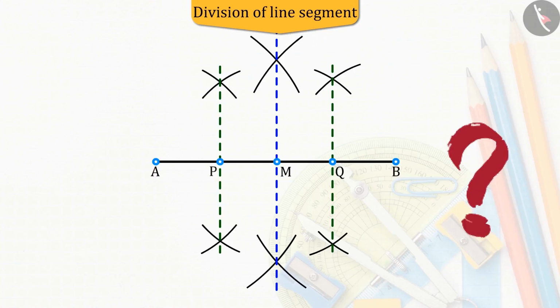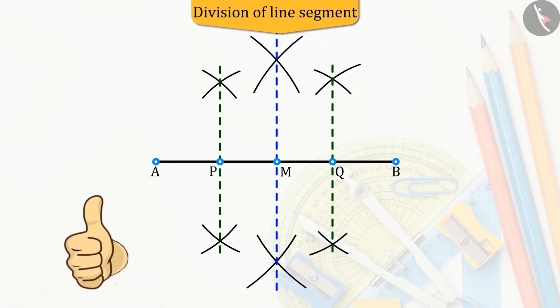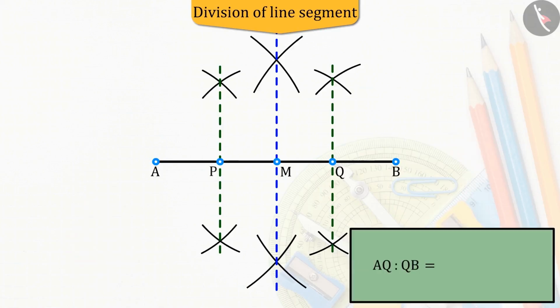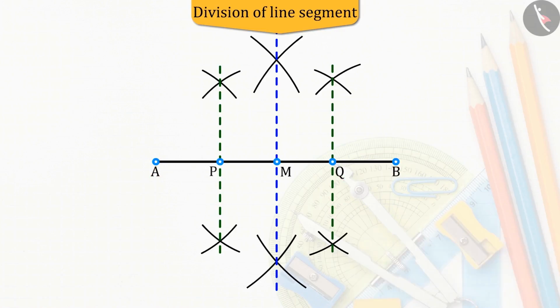Can you tell the point Q divides the line AB in what ratio? Well done. This point divides the line into 3:1. From this process, we can say that if we divide a line segment into 1:3 or 3:1, then we must first divide the line segment into four parts.